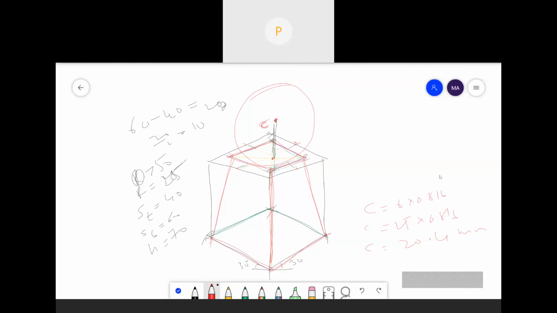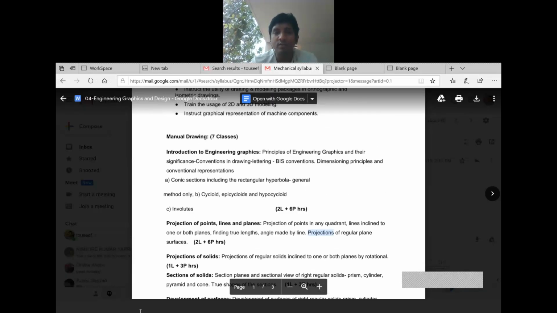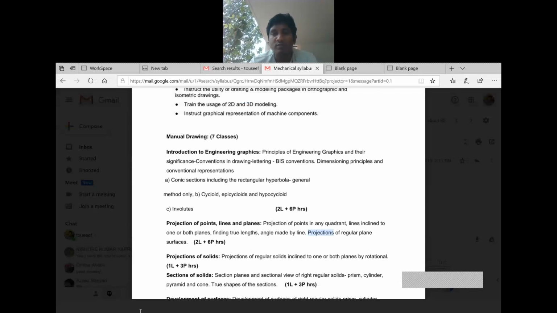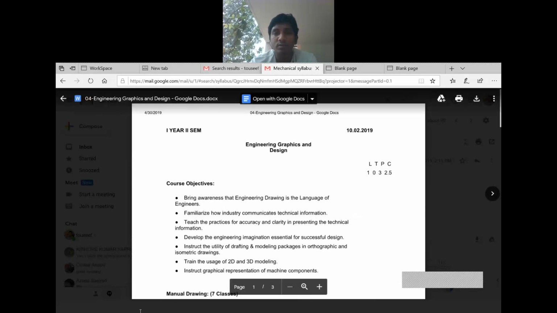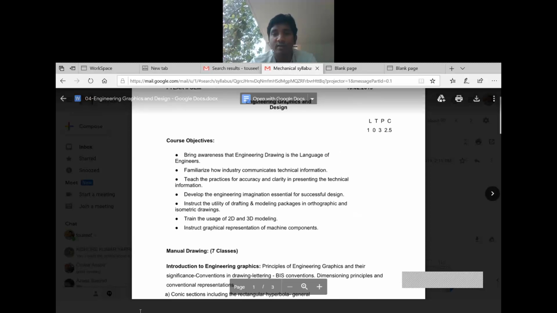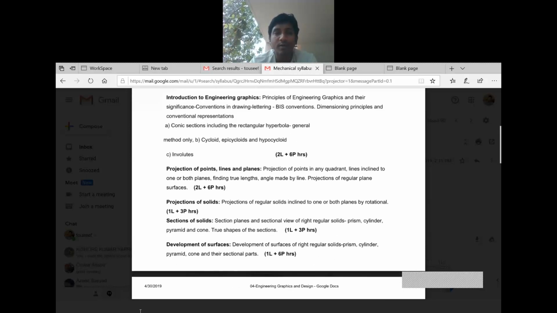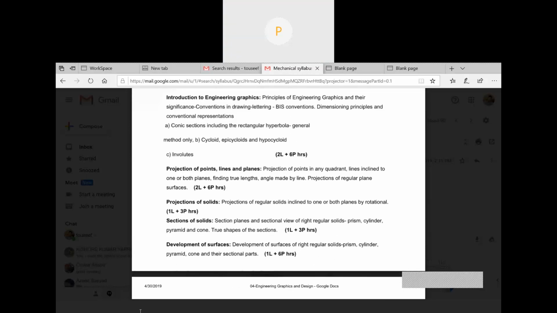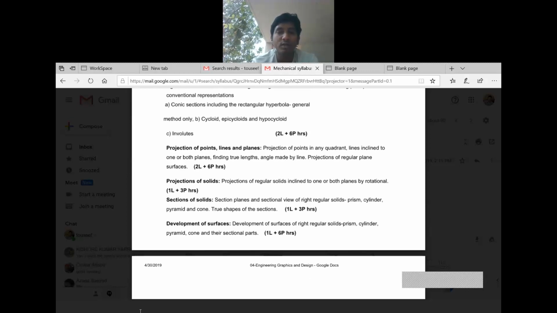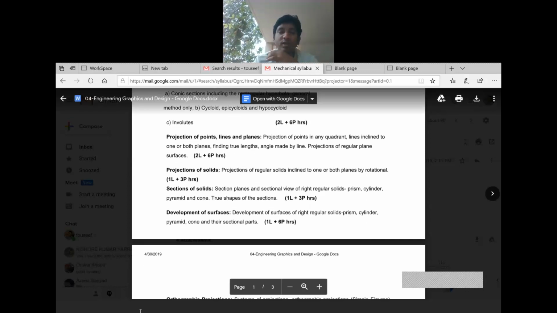Okay, with this problem, I'm going to stop today's session. Before that, we will go through the syllabus, what you have there in the syllabus. Is the syllabus book visible to you? This is the syllabus book for engineering graphics and design. In this syllabus book we have an introduction, which we have already done. Then you have the conics part, rectangular hyperbola, general methods, cycloid, epicycloid, hypocycloid, involutes. You have done all these topics.